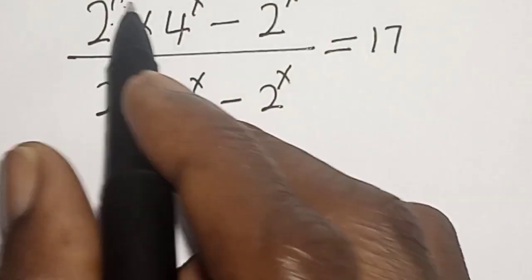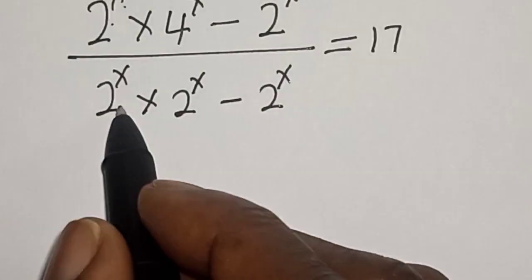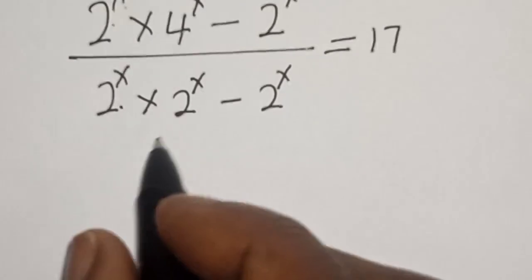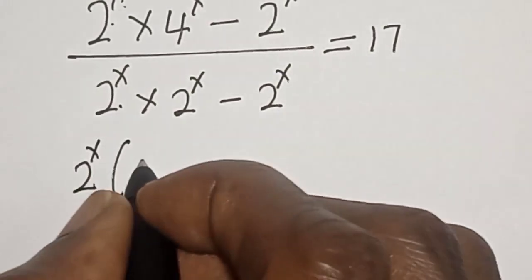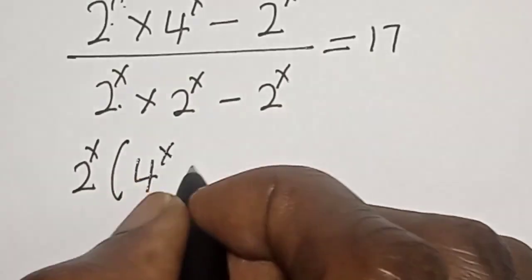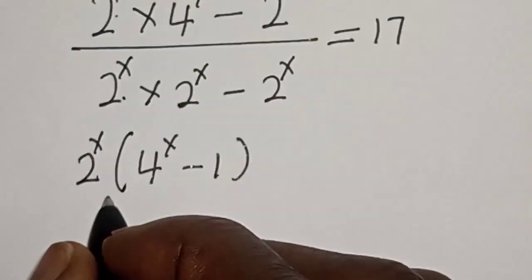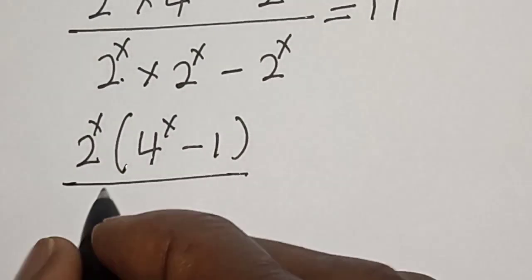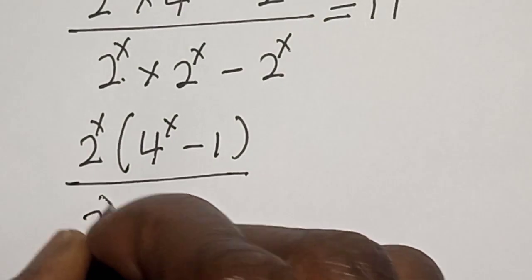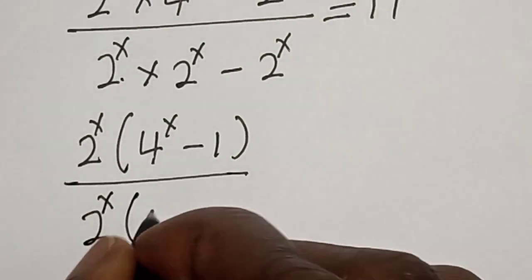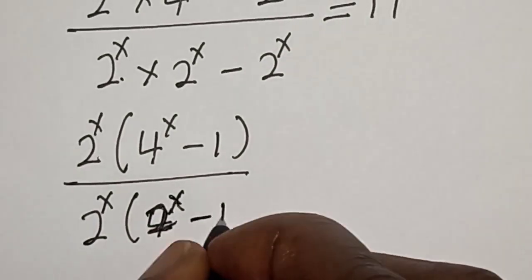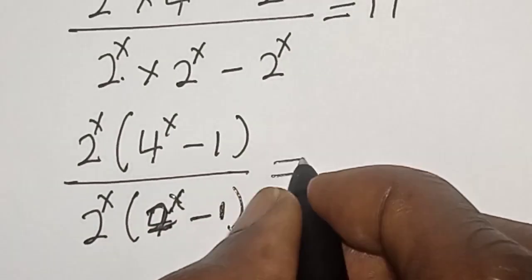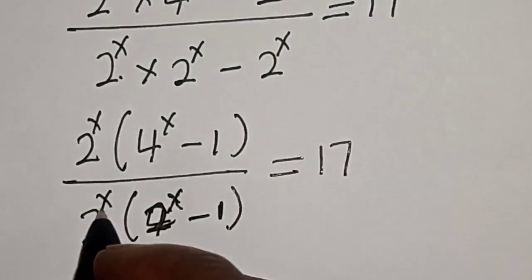2 raised to power s is common here and here. Here also, 2 raised to power s is common. Let's bring it out: 2 raised to power s into 4 raised to power s minus 1, divided by 2 raised to power s into 2 raised to power s minus 1, is equal to 17.